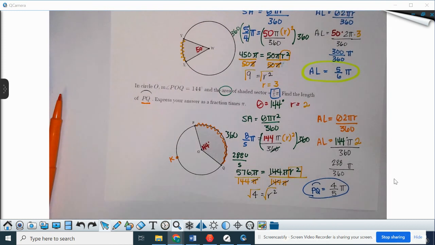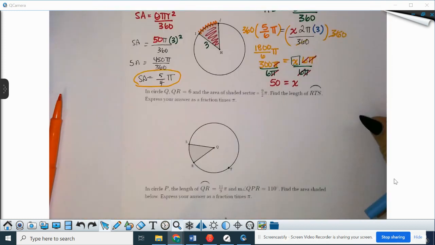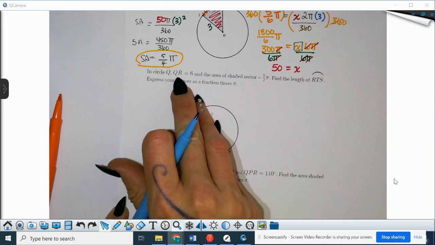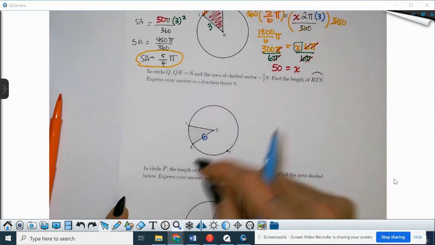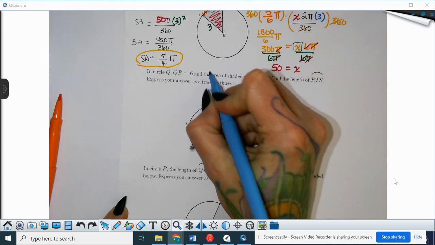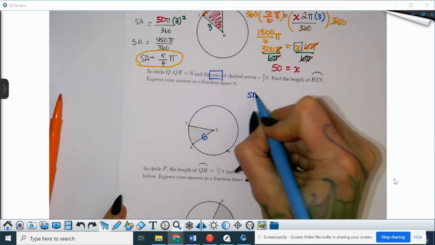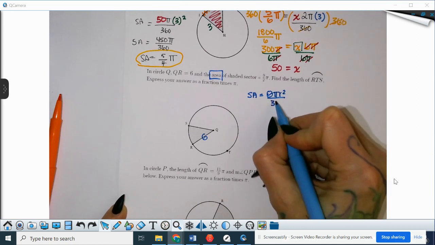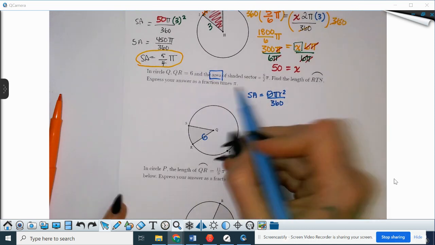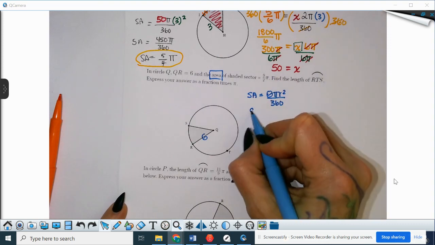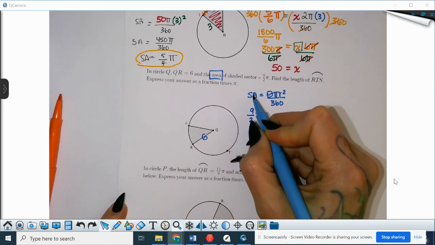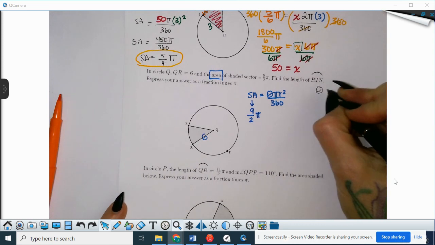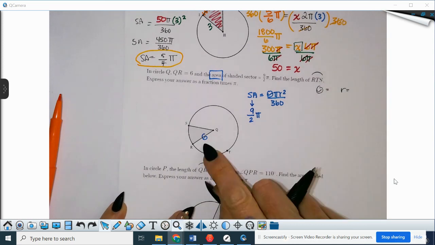All right, so I did these a little out of order in our last video, so there's going to be some work above here, but we're going to jump on and keep doing what we're doing. So in circle Q, QR is 6, so we know that's a radius. The sector area equals theta pi r squared over 360. The shaded area is 9/2 pi, so 9/2 pi is the sector area. We know we need theta, and we know we need a radius. In this case, we have the radius as 6.